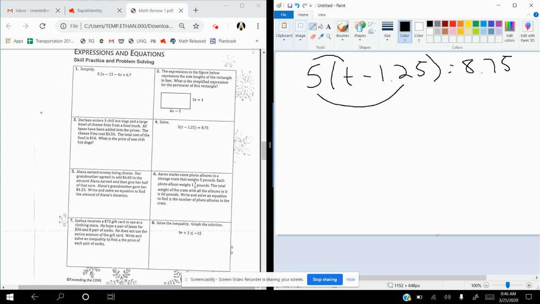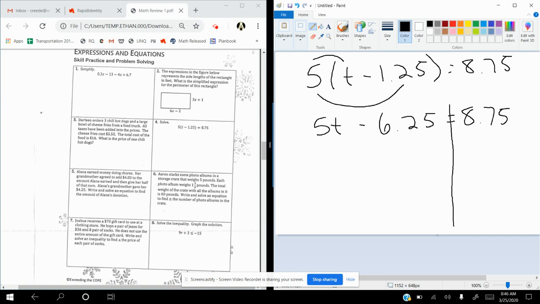So 5 times t just becomes 5t. Bring down that minus sign, because 5 is positive, and positive times a negative is negative, or in this case, minus. And then we got 5 times 1.25. 5 times 1.25 is 6.25. And that is all equal to 8.75. This right here looks very similar to the problem we just did. So separate your equation and let's solve for t.